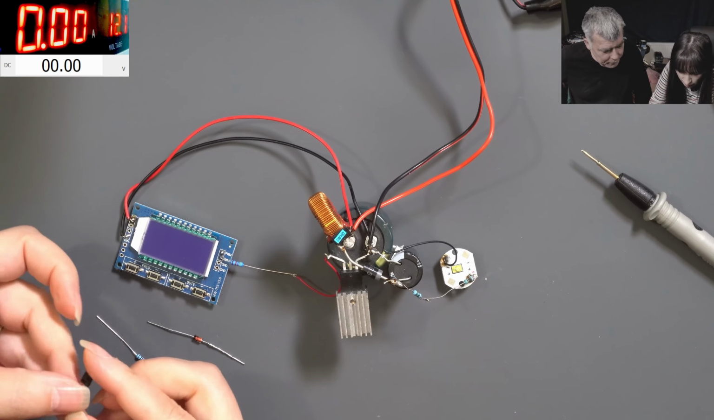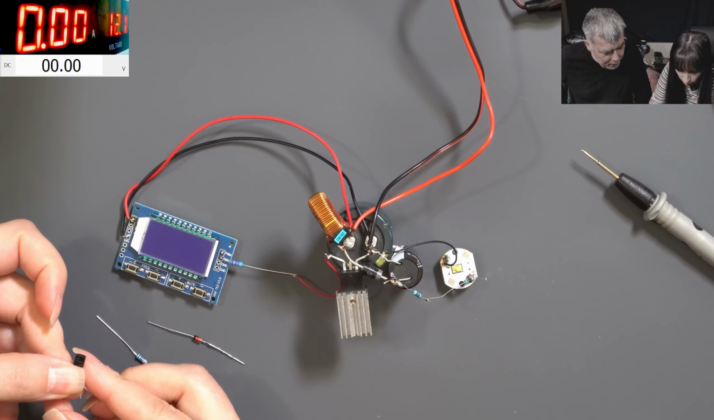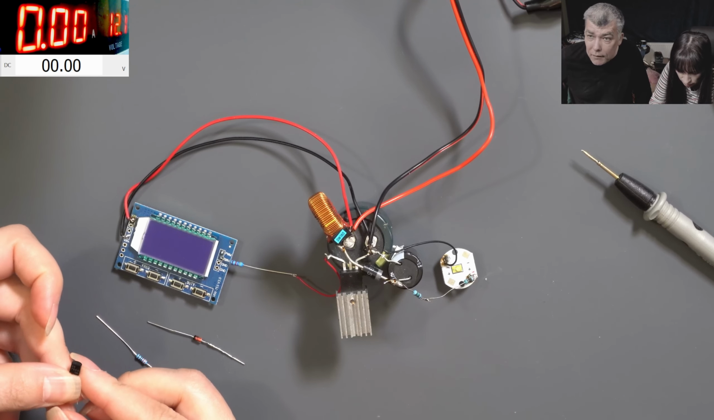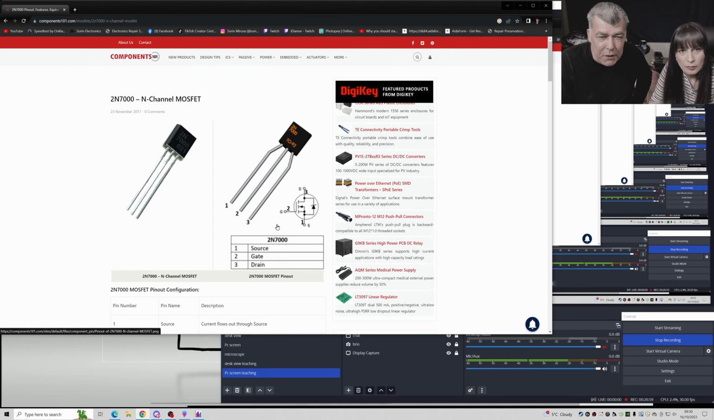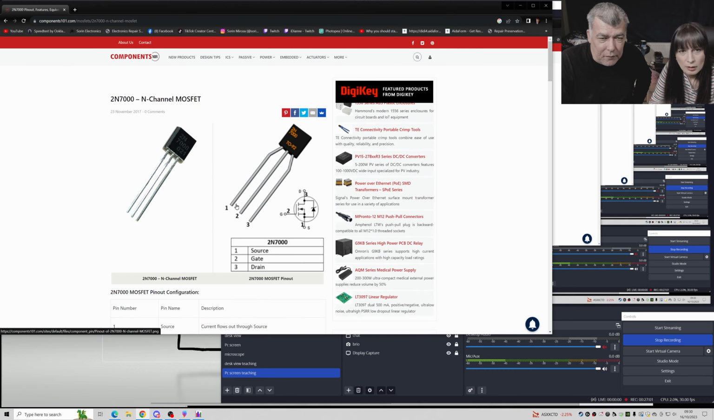This one says 2N7000. The 2N7000, let's check. Okay, so that's your MOSFET. Check here. Pin 2, the middle one, is the gate. Yeah, that's easy. The left one is the source, and this one is the drain.